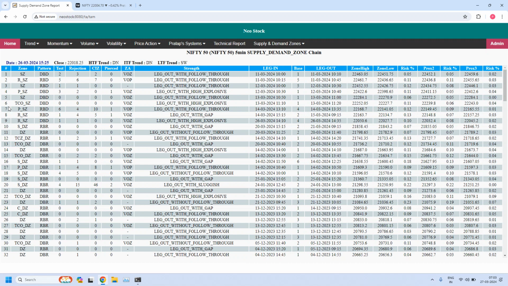Look into the most recent supply zone, the 9th one. See, it was created yesterday, 26th of March 2024, at the 1410 candle, a leg in. After that you have 4 base candles. So this is a high liquidity supply zone and it already gave one test yesterday. So let's draw this high liquidity 5 minute supply zone.